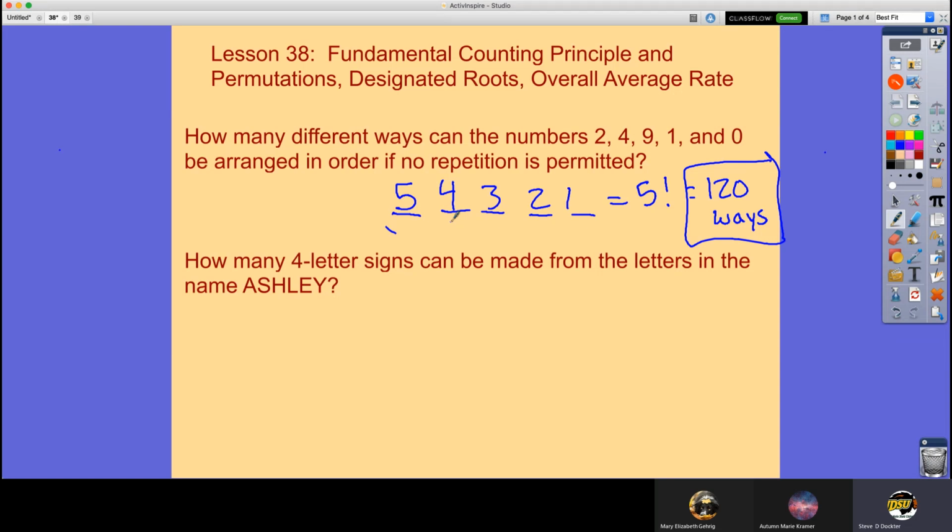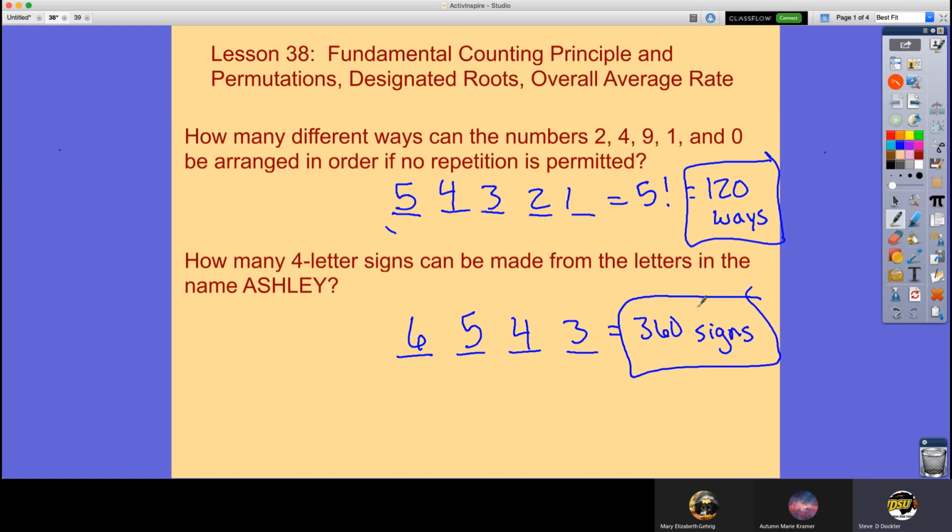If we go down to the bottom one, how many 4-letter signs can be made from the letters in the name Ashley? Once again, we've got 4 spots here. How many letters can go into the first one? 6, because there's 6 letters in her name. Now, are any of these letters the same? That is something we should have looked at first, because that is important. They're all different, so it doesn't matter here. So this would be a 6. Once we have that one, this would be a 5, a 4, and a 3. And this ends up being 360 different signs.